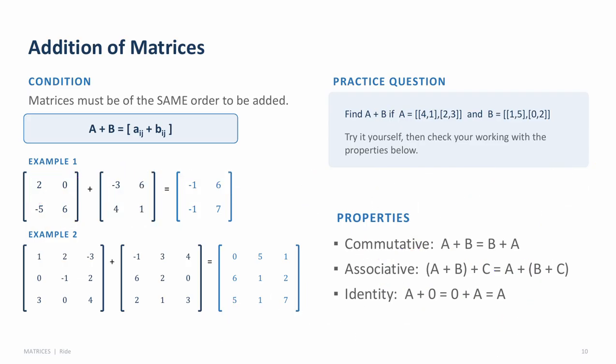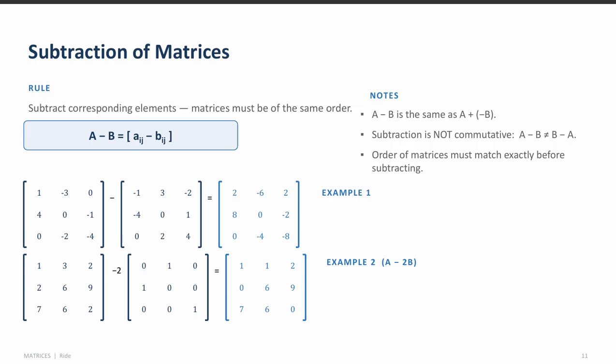Now, these are some properties of matrix addition. It is commutative, which means that A plus B is equal to B plus A. Associative, that means if we add A plus B first and then we add it with C, it would be equal to adding B plus C first, and then adding it to A. Identity, that means that if we add 0 to the matrix, we are going to get the matrix itself. Okay.